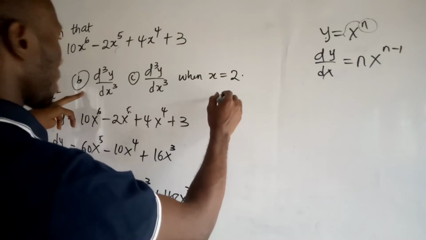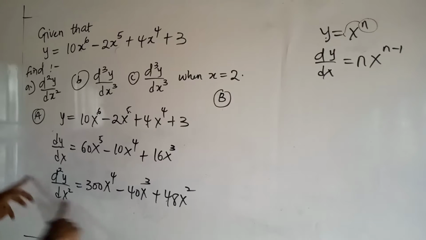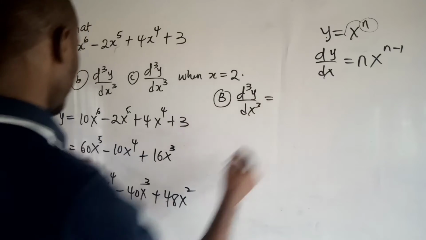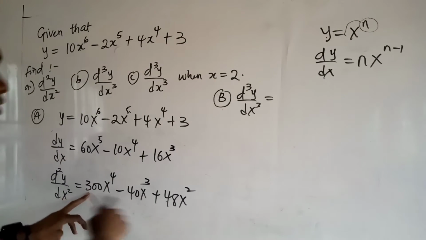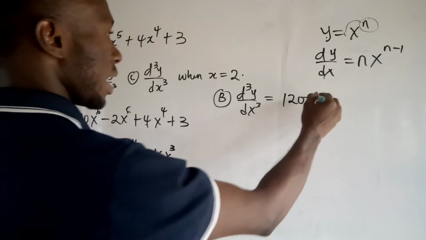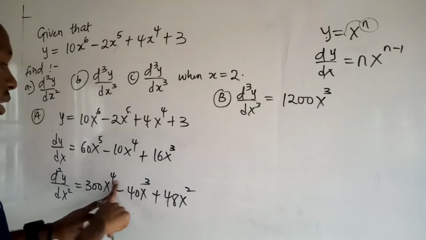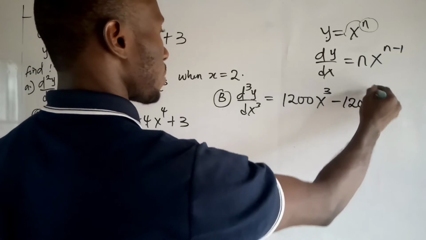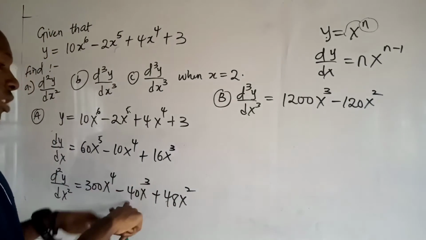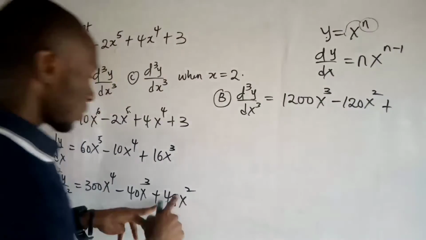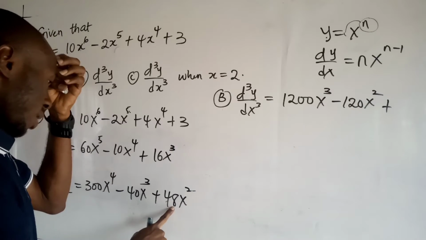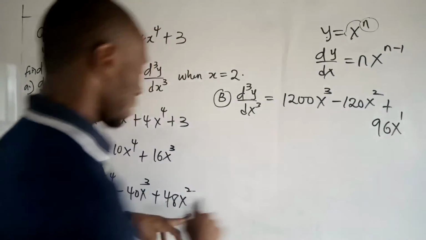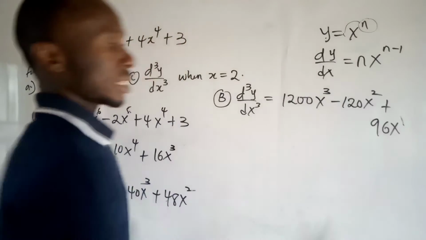That's for part b. Now to get the third derivative, just like differentiating again, so I have d cubed y by dx cubed. If I differentiate, I have 4 times 300, which will give me 1200x to the power 3, because I remove 1 from the power. Then 3 times 40 will give me 120, so I have minus 120x to the power 2. Make sure you remove 1 when you multiply out. So plus, of course, 2 times 48 is going to give me 96. I have 96x to the power 1, because when I remove 1 from the power, I'll just have 1. So the same as 96x.